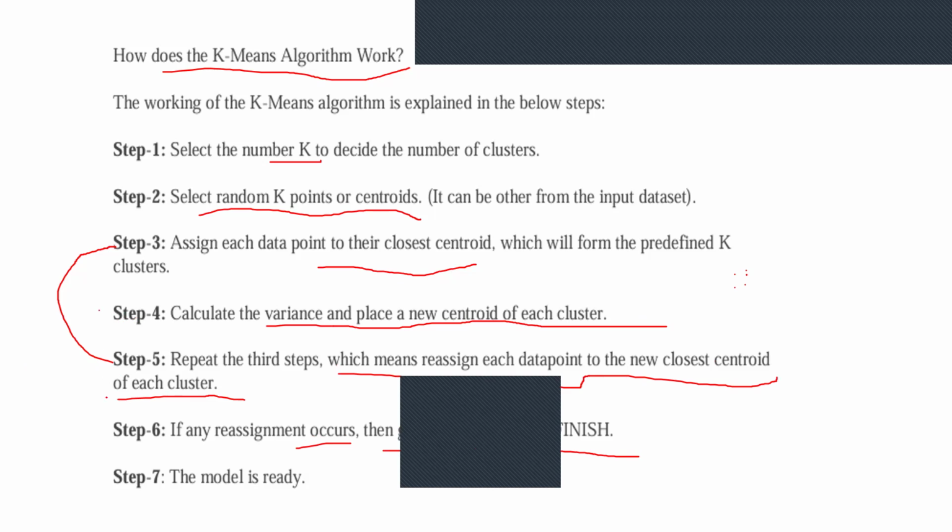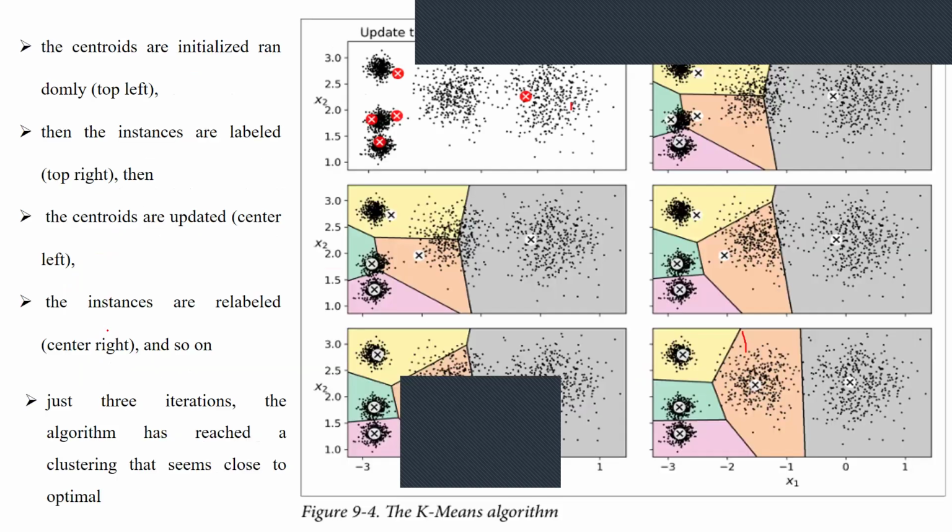Again we need to calculate the variance and place the new centroid of each cluster, and we go to finish. Now the model is going to be ready. Okay, so now you see this diagram.